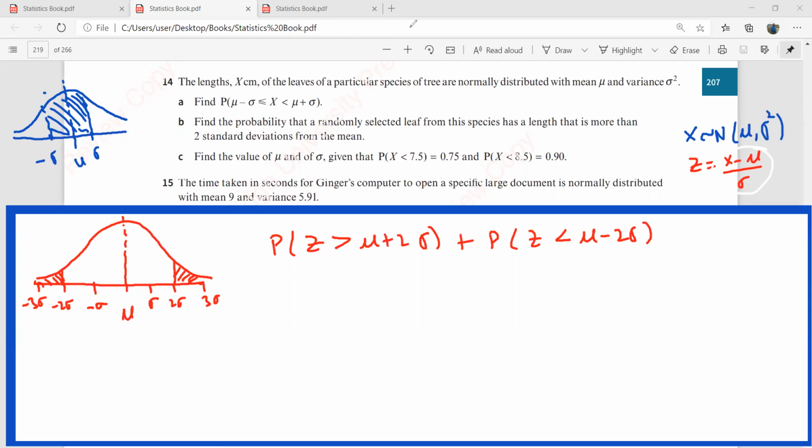Let me just make a correction here. It shouldn't be z here, it is basically x here.